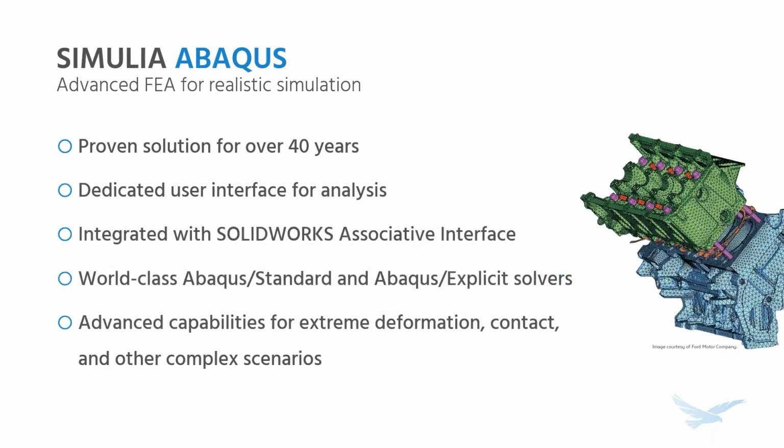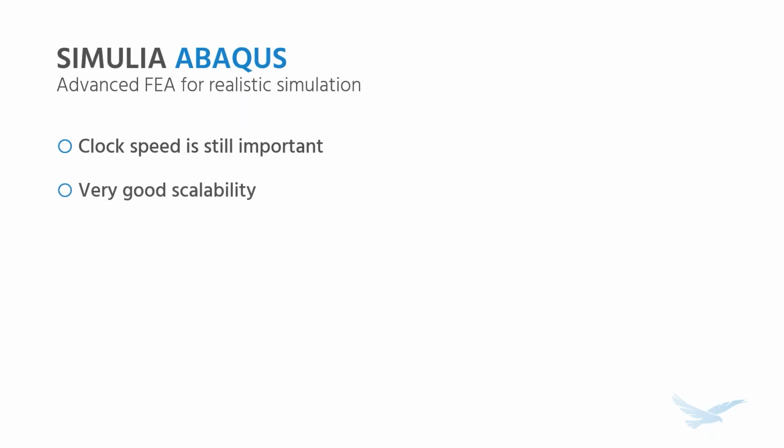Now the recommendations for Abaqus are a little different. The clock speed is still important, of course. The faster you can solve those calculations, the faster you'll get your answer. The difference here is Abaqus, for large problems, has very, very good scalability.